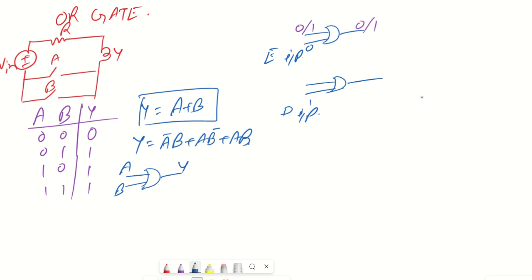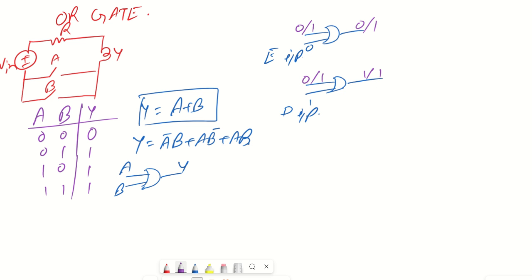Now if I keep my other input as 0, my output will always be 1. Why? Because 1 OR 0 is 1. Now if I keep my input as 1, then also my output is going to be 1. It means my output is not changing, it means it is disabled. So this is how you have disabling input as 1 and enabling input as 0 for OR gate.